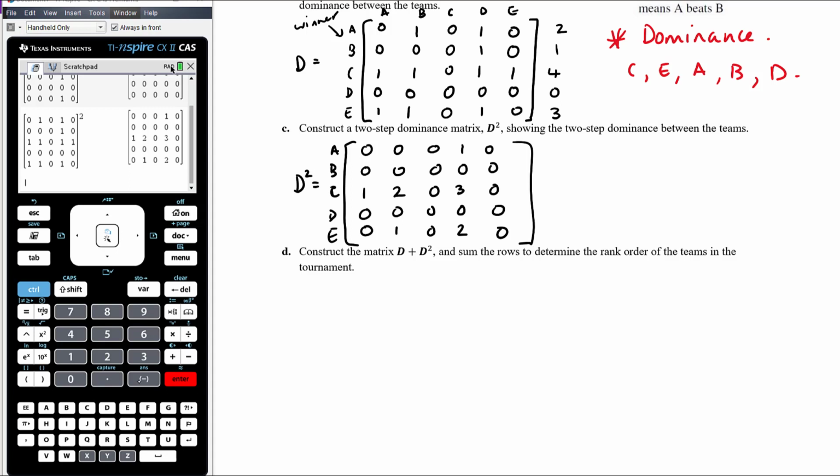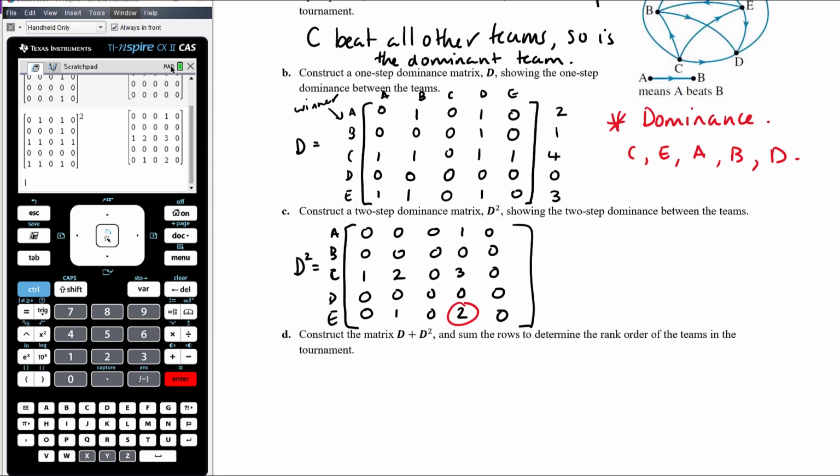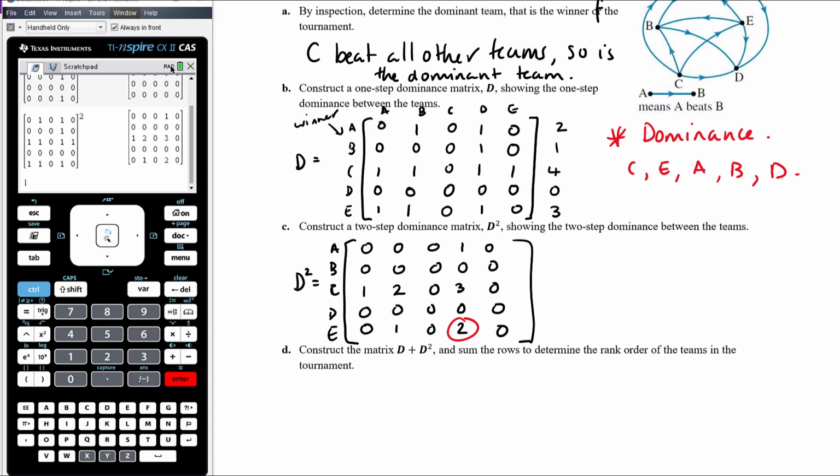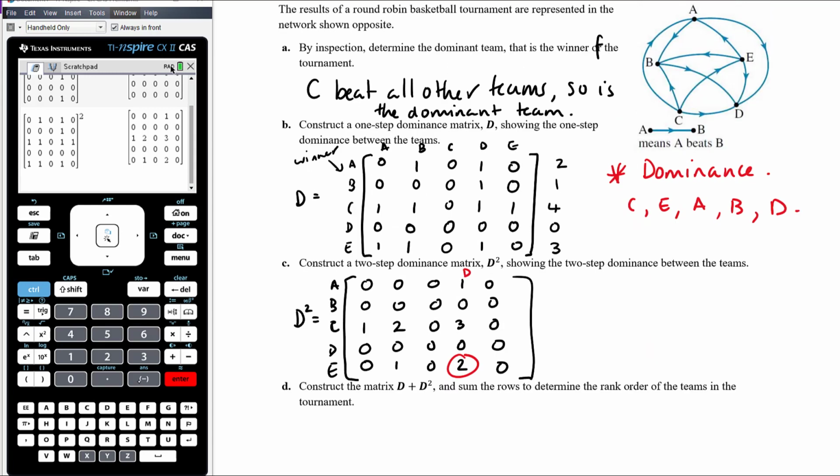Team E also has quite a lot of two-step dominance. So even if, for example, A and E had been tied on one step, it might be revealed at this stage that E has more two-step dominance. So let's think about what two-step dominance means in this context. We're seeing that E has two different two-step dominances over D. So this is column D. That is because E beat D directly, okay, that's fine.